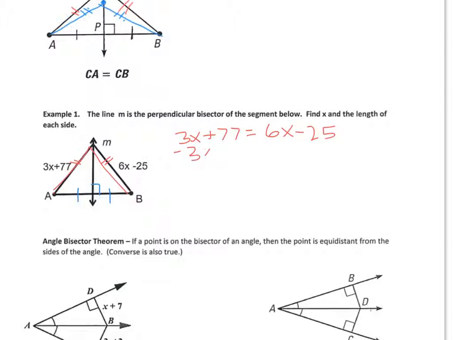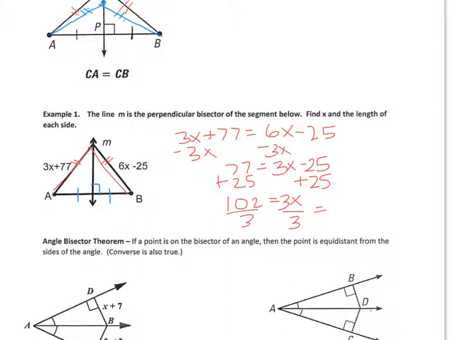So subtract 3x, 77 equals 3x minus 25, add 25, so I have 102 equals 3x. So divide both sides by 3, 102 divided by 3 is, well, 99 divided by 3 is 33, so this has to be 34. So that's what x is, but it said find the length of each side.